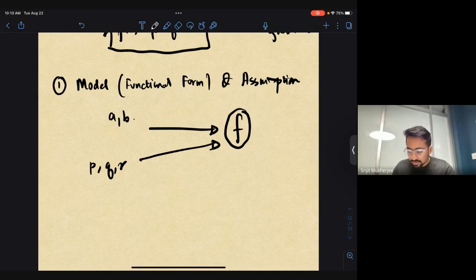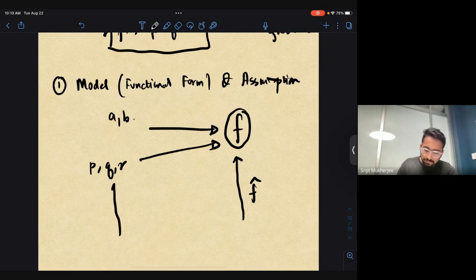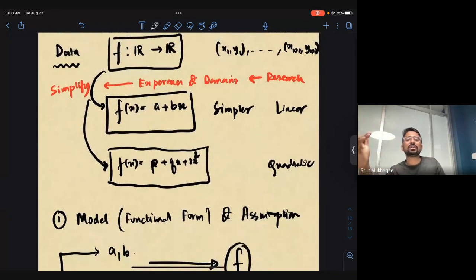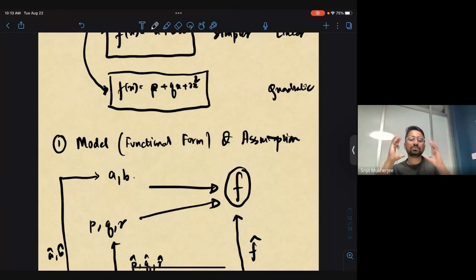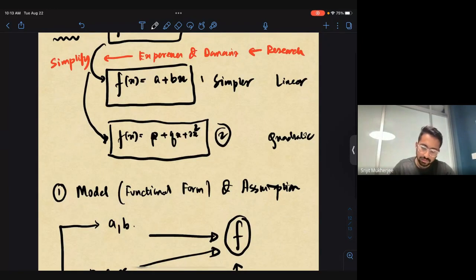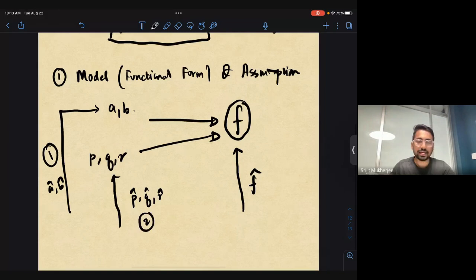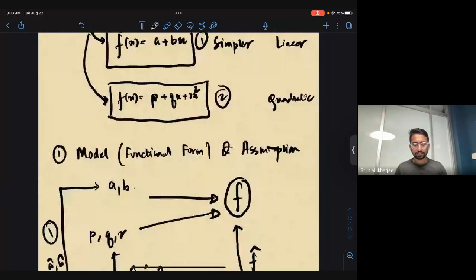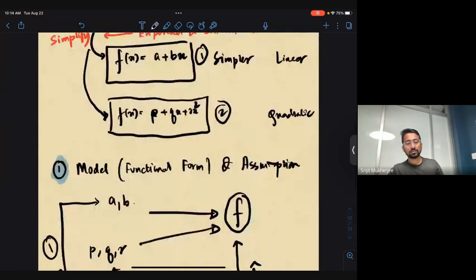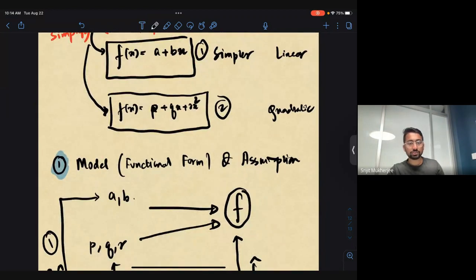Therefore, the goal of finding the best possible f hat is equivalent to finding the best possible p hat, q hat, r hat, or a hat, b hat. Since we have assumed that the functional form is this, the problem statement to find the best possible f hat is equivalent to saying find the best possible p hat, q hat, r hat in the second case, or in the first case, a hat and b hat. Did you understand, guys? Yes or no? This is the first step. No, maybe doubts? If you have doubts, you should ask.